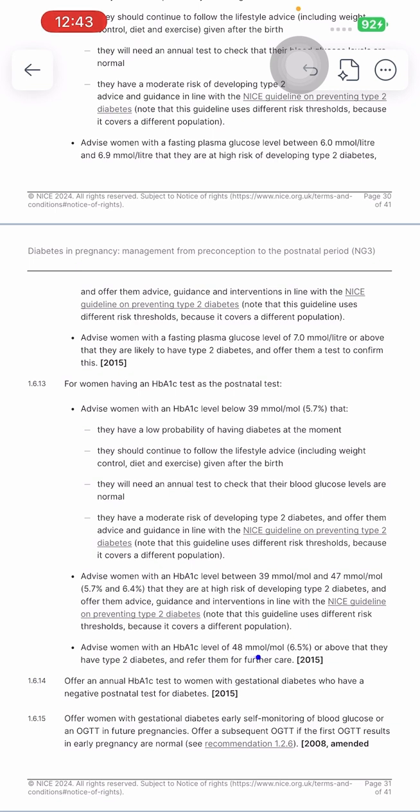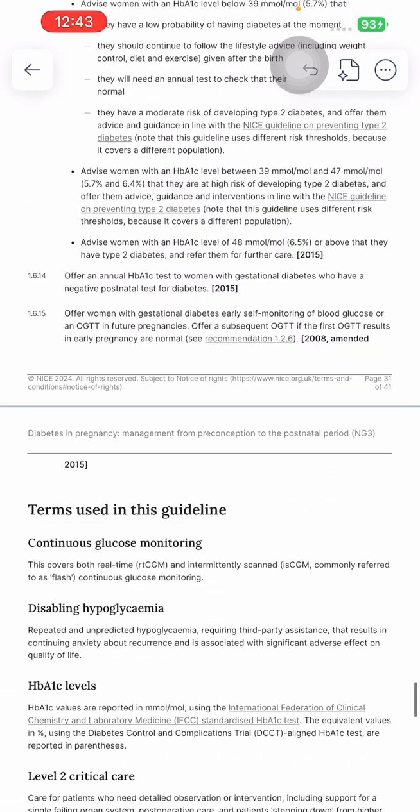Advise women with an HbA1c level of 6.5 or above that they have type 2 diabetes mellitus, and refer for further care. So for 5.7 to 6.4, you tell her she should continue her dietary modification and continue her testing. If the test comes out to be more than 6.5, then you have to refer to an endocrinologist or physician and immediately start her on treatment, because it is 6.5%. In this patient, if you do not start treatment, then the sugar level will be uncontrolled. Offer an annual HbA1c test to women with gestational diabetes who have a negative postnatal test for diabetes.